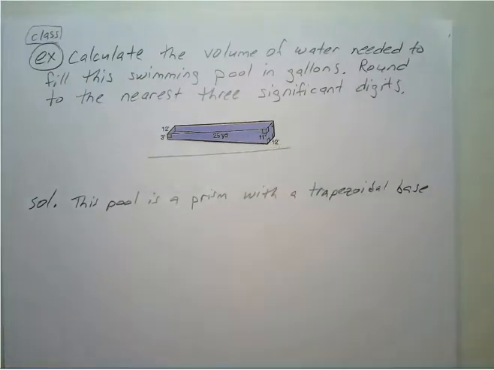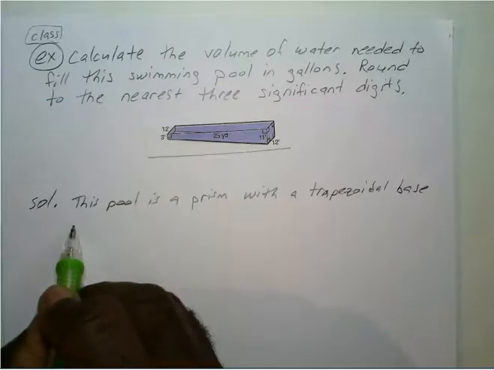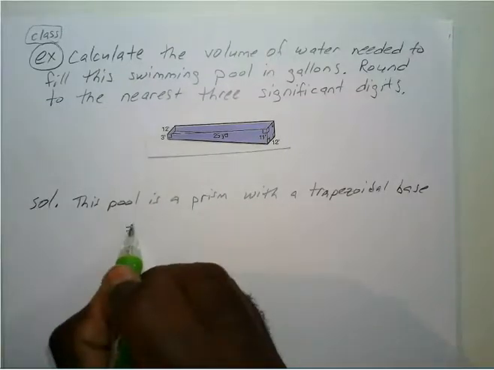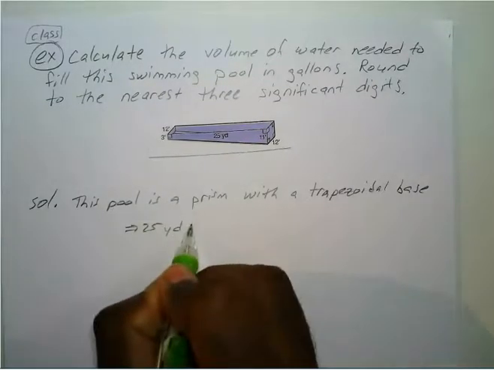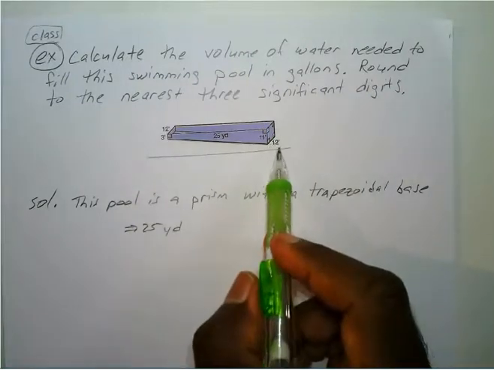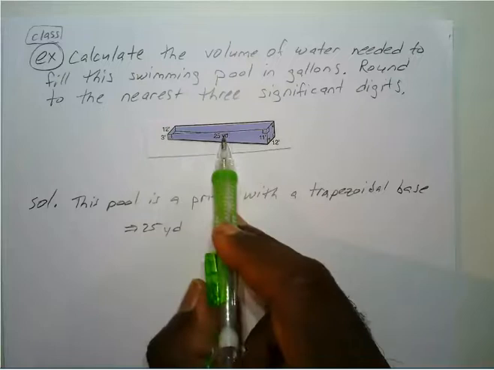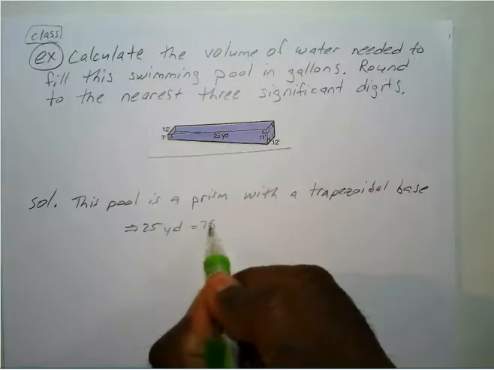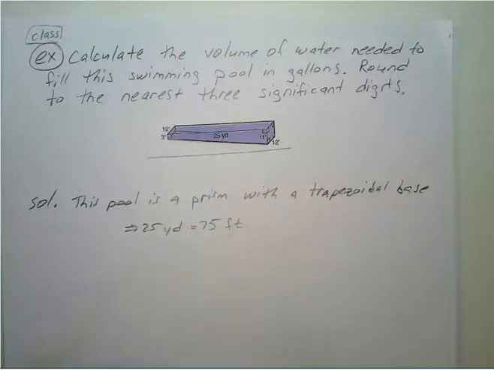All right. So we know that 25 yards, we want our answer in feet to match everything else. This is feet, this is feet, this is feet, this is feet. So 25 yards is equal to 75 feet.